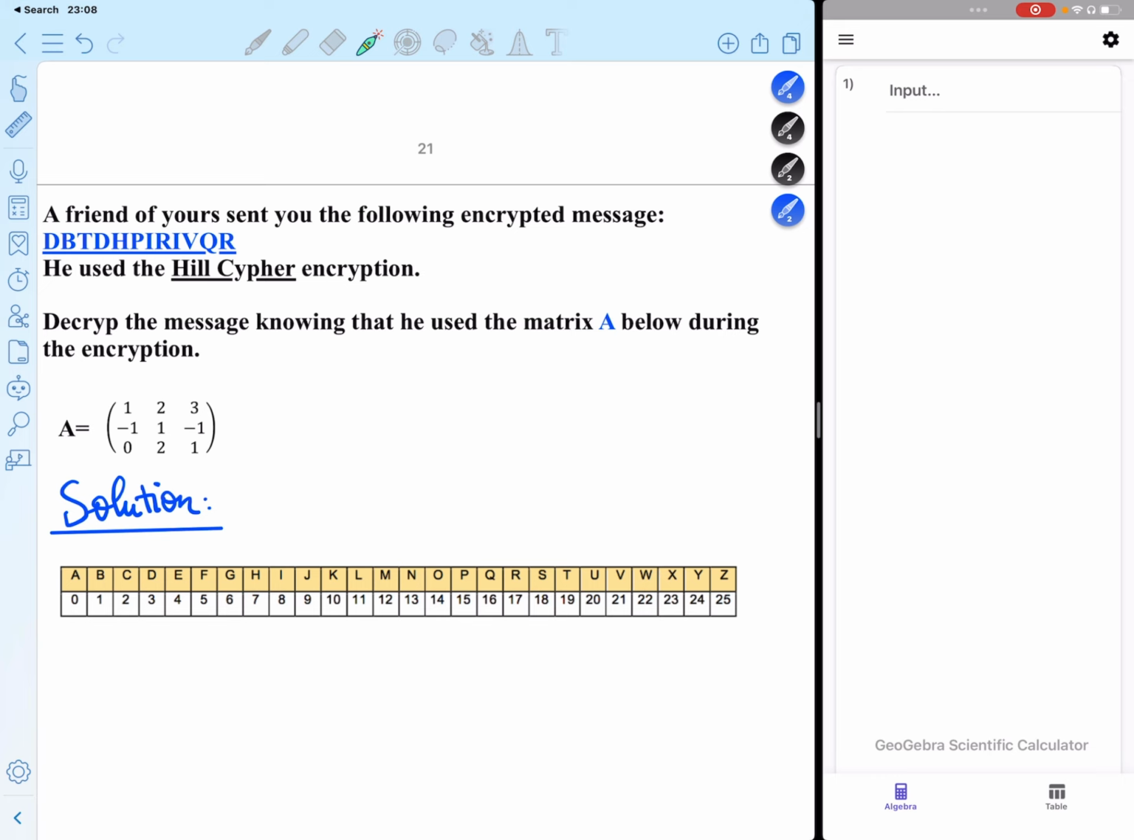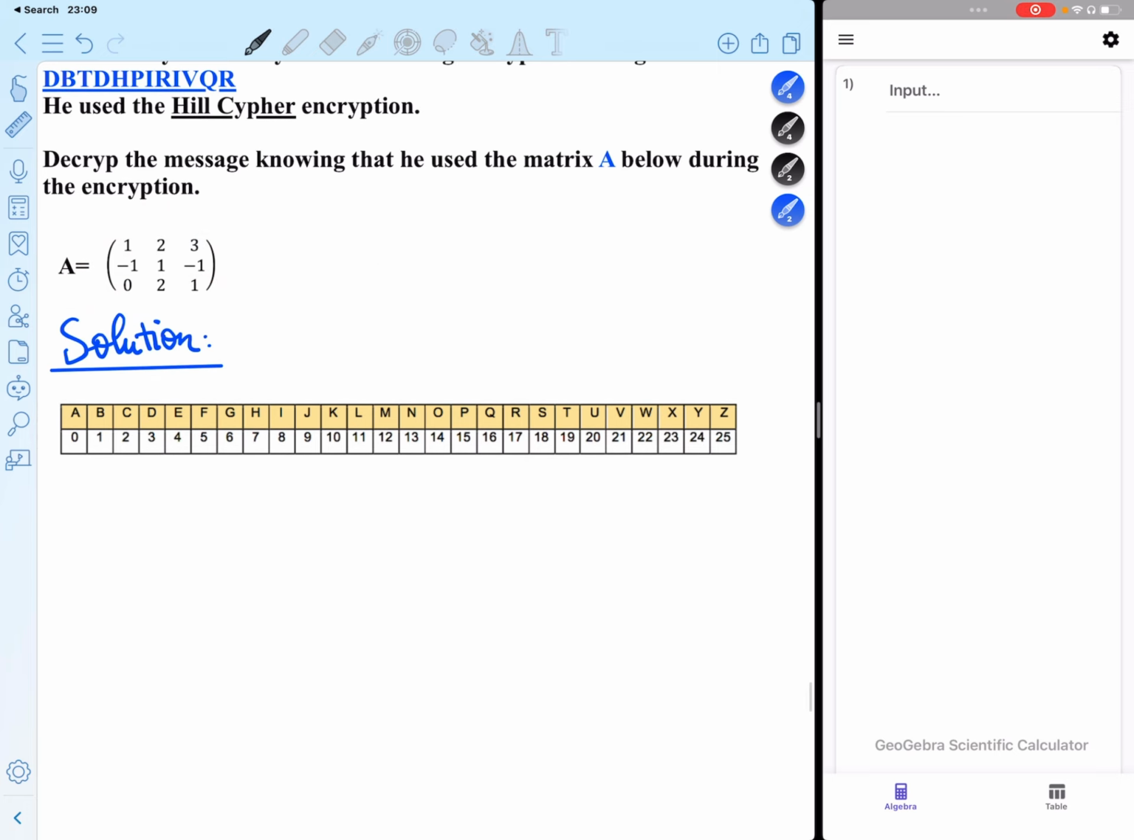And now I want to decrypt the message, and what I know is the key that he used to encrypt the message. So my friend used this matrix as the key to encrypt this following message. So for me to decrypt the message, I would have to use the inverse of this matrix, right?